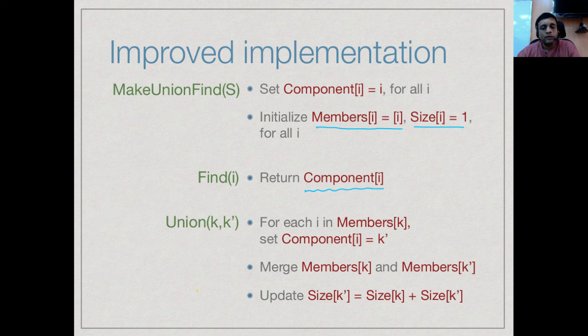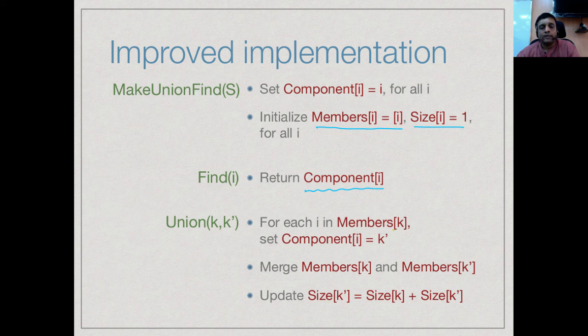Union is also similar to before. Okay? So what we need to do is we need to set everything that is pointing to k to point to k prime instead. So every entry in component which says k should become k prime, but now we can do this by just looking at members. So we don't have to scan all the elements 1 to n. We can look up every element that appears in members of k and update its value to k prime. Right? So this is one saving. We no longer have to go through 1 to n. We only have to look at exactly the members which belong to the set K.